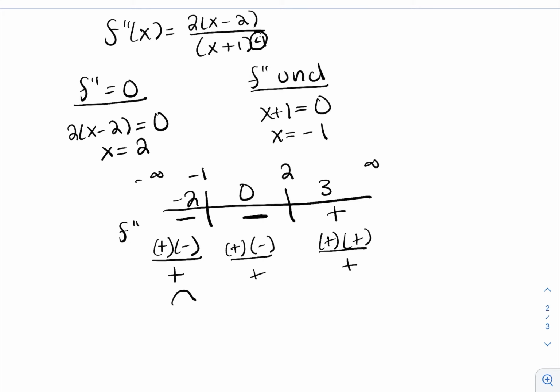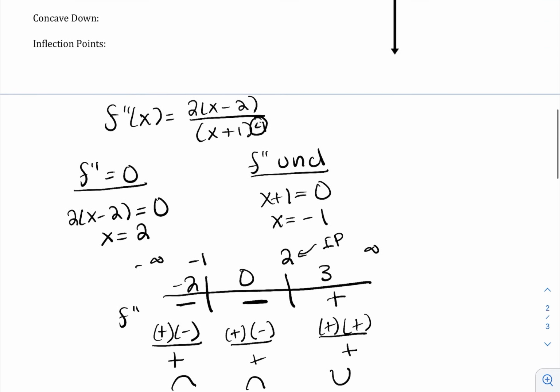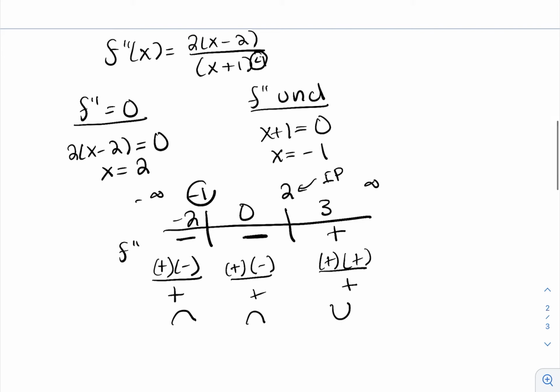So I'm concave down, and then I'm concave down, and then I'm concave up. And because 2 is part of the domain, and the concavity changes, this is an inflection point. And -1, the concavity doesn't change, and it's not part of the domain, so it fails both criteria of being an inflection point. So if we write our concavity, because -1 is not part of the domain, you have to write the concave down as 2 separate intervals.